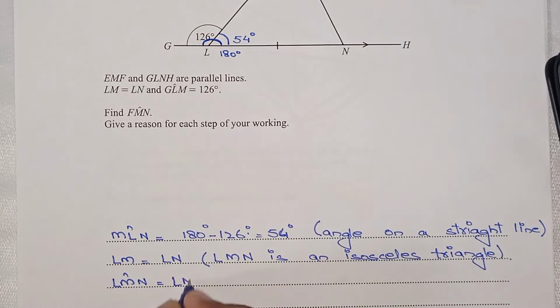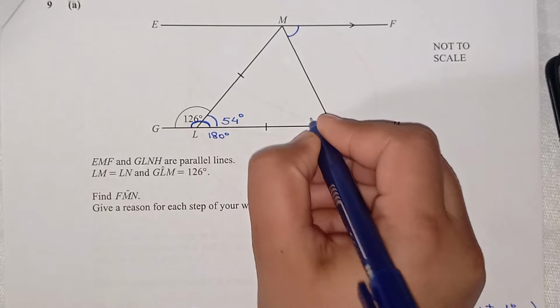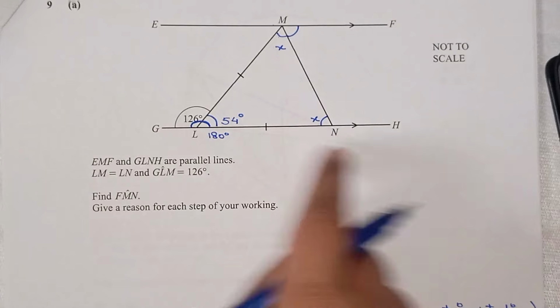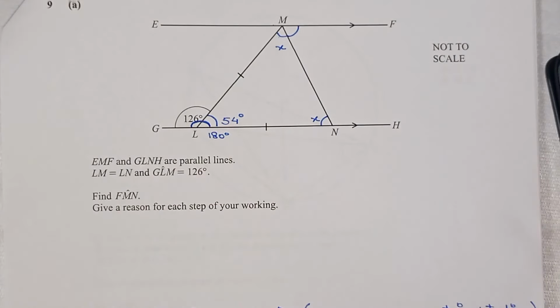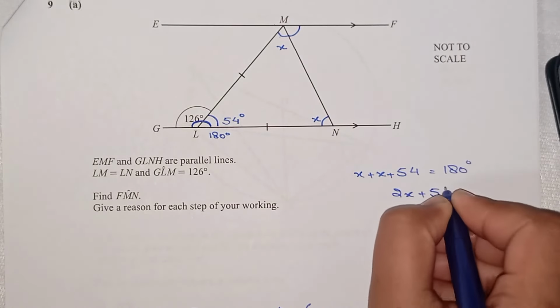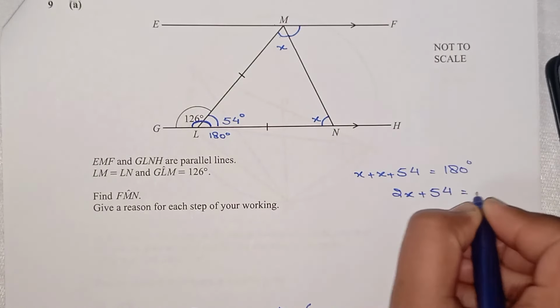Let's say this angle is x. If we consider this triangle LMN, this angle we are taking x, this angle we are also taking x, because this is an isosceles triangle, two sides are the same, two angles would be the same, and the sum of all angles of a triangle is 180 degrees. So we can say that 2x plus 54 would be equal to 180 degrees. So x would be equal to 180 minus 54 divided by 2.